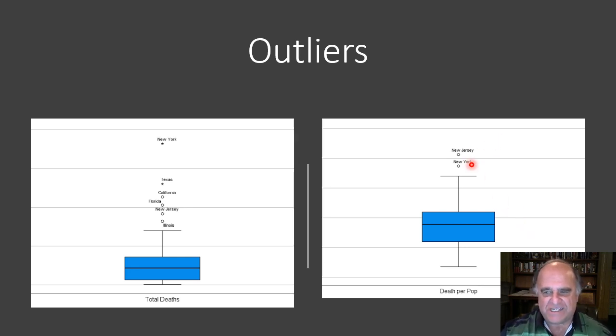Now we have two states that have a lot more deaths per population than would be expected. We have two states that are outliers, and those two states are the state of New York and the state of New Jersey. But it does look like using deaths per population makes sense.